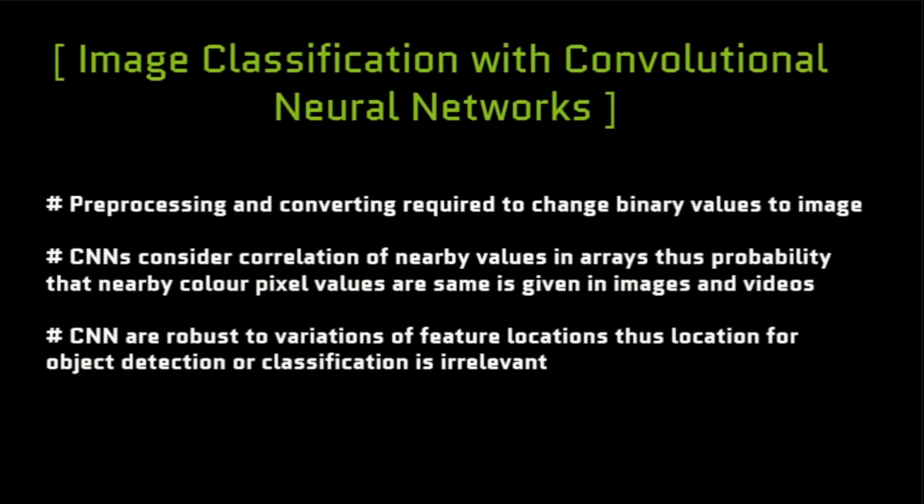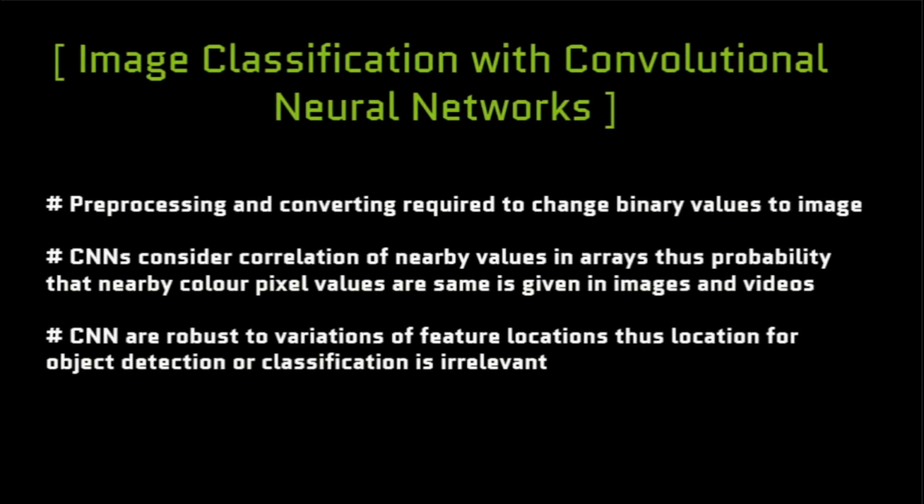For computer vision tasks, convolutional neural networks, or CNNs, are applicable for the following reasons. CNNs consider the correlation of nearby values in arrays, and the probability that nearby pixel color values are the same is high in images and videos. CNNs are robust to variations of feature locations due to pooling layers, which will be described later, thus the location for object detection or classification is irrelevant.